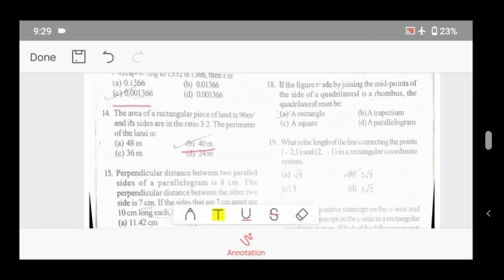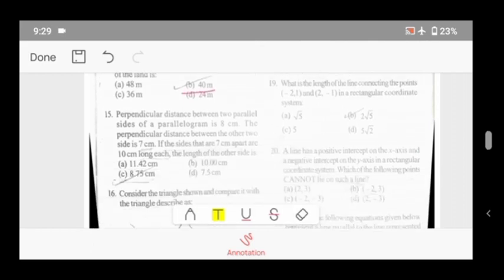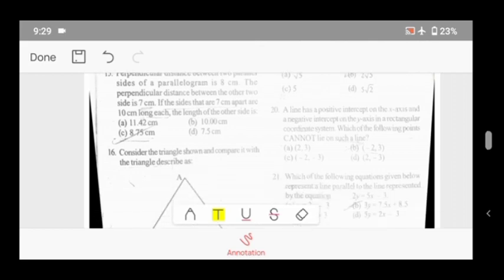Now fifteenth one, the perpendicular distance between the two parallel sides of a parallelogram is 8 cm. The perpendicular distance between the other two sides is 7 cm. If the sides that are 7 cm apart are 10 cm long each, the length of the other side is. The perpendicular distances between the parallel sides are given, so you put in the formula and you will get the answer C.